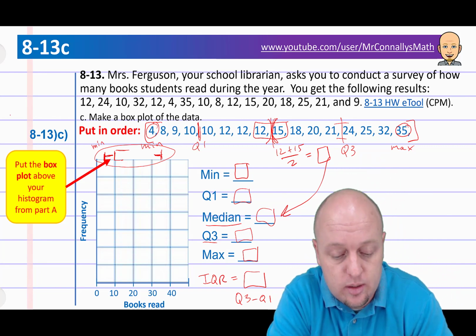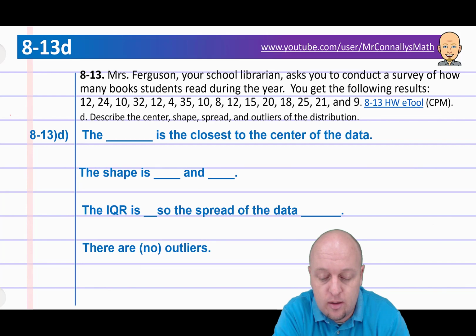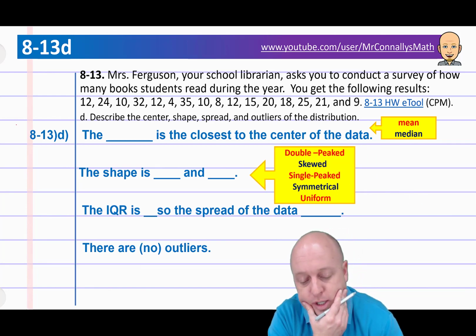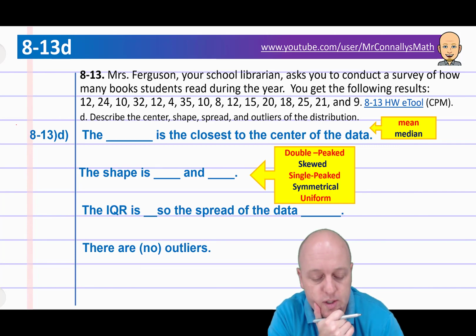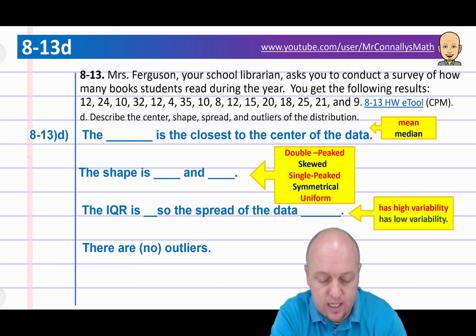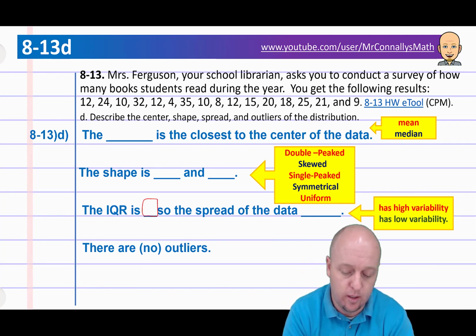All right, next question. Describe the center, shape, spread, and outliers of the distribution. Okay, so let's start with the center. Which is closer to the center, the mean or median. And then the shape is double peaked, skewed, single peaked, symmetrical, uniform. Use 2 of those that best describes how you think the data looks. And the IQR is blank. I told you to find the IQR.